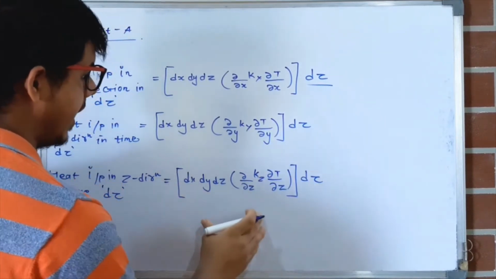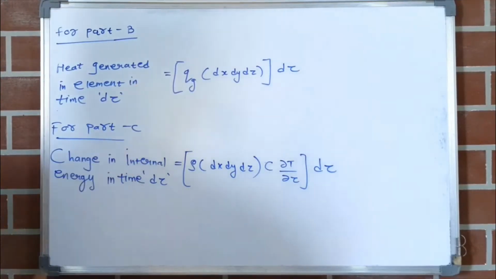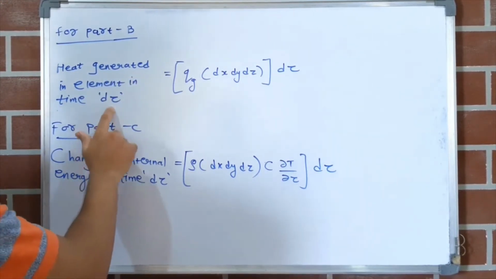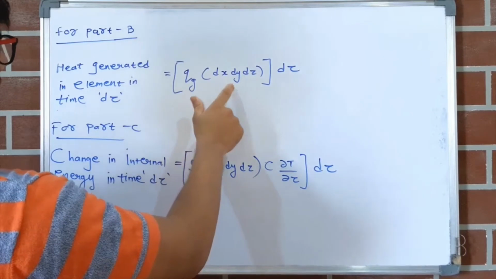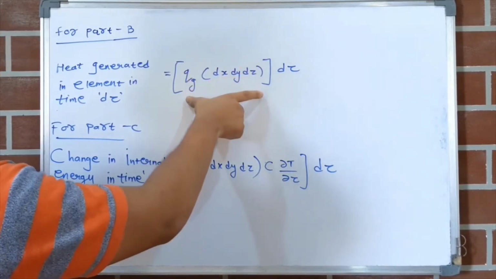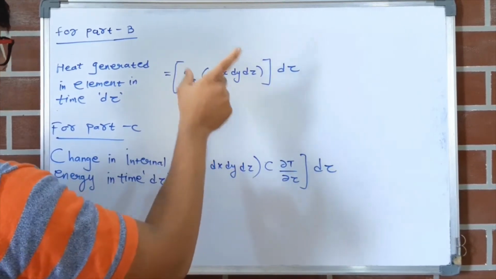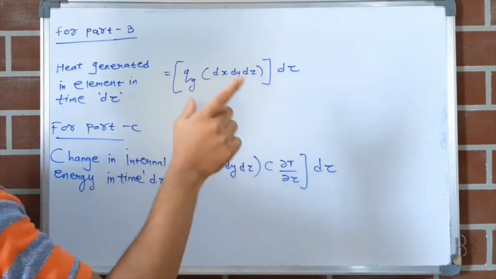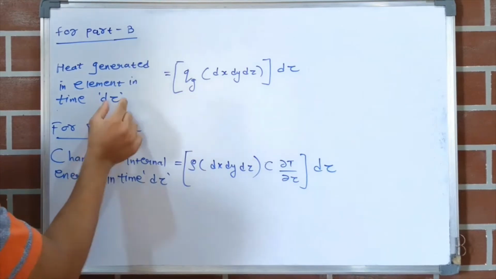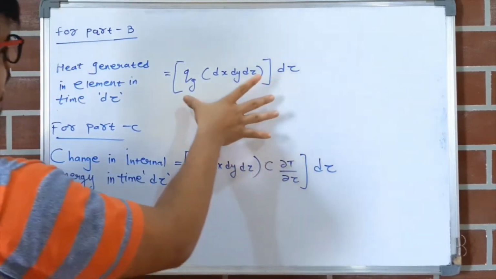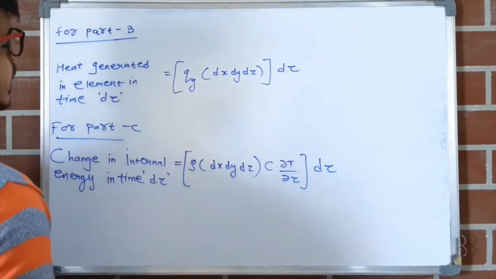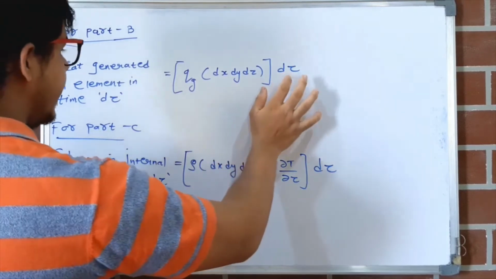Now for part B, that is heat generated in the element in time d tau, equals qg into dx dy dz. In the previous video we had written only this much because we derived it for unit time interval. But if we want to derive it for a small time interval d tau, then we have to multiply d tau with this equation. So it will be qg into dx dy dz into d tau.